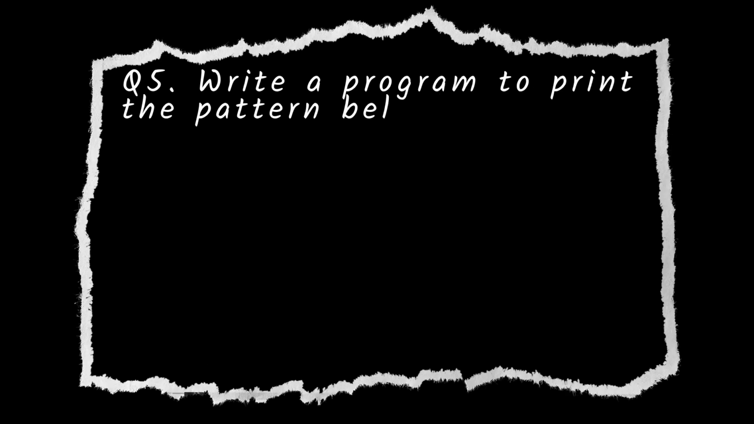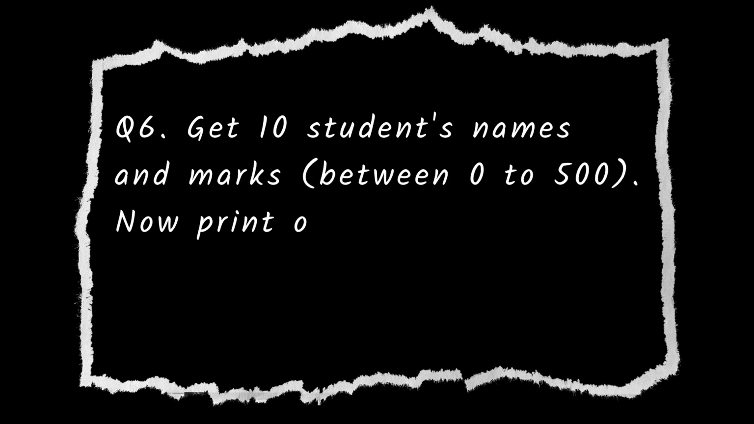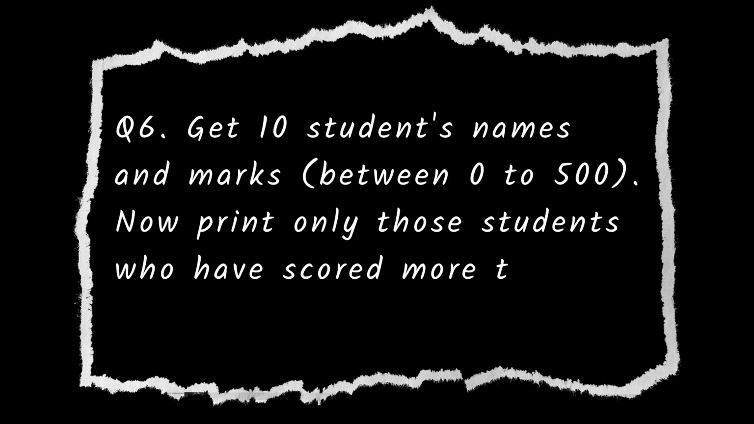The question number 5 is, write a program to print the pattern below. Here is the pattern, so you have to print this. And the question number 6 is, get 10 students' name and marks between 0 to 500. Now print only those students who have scored more than 60% marks.